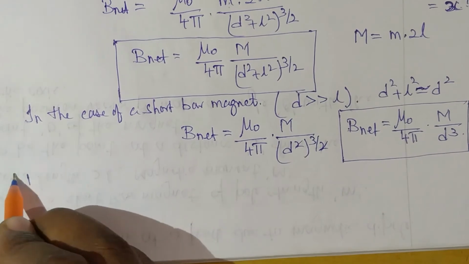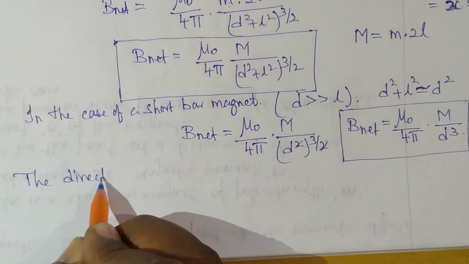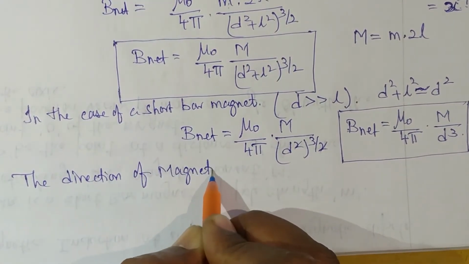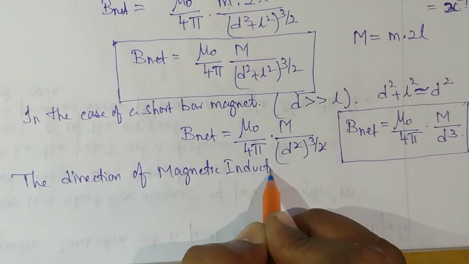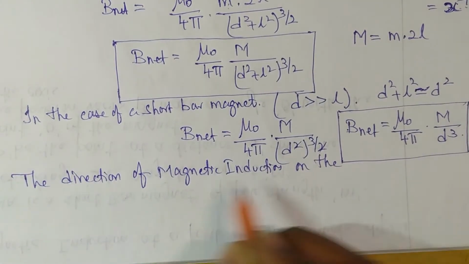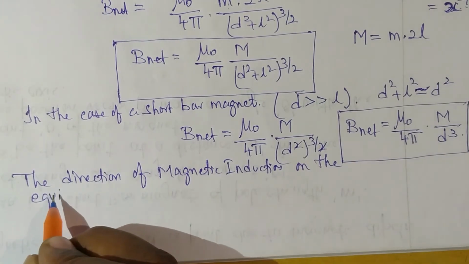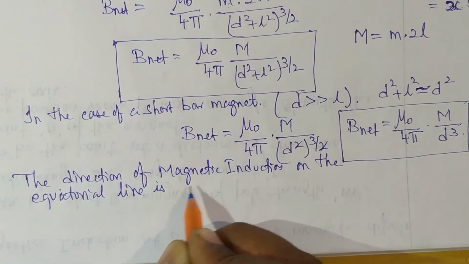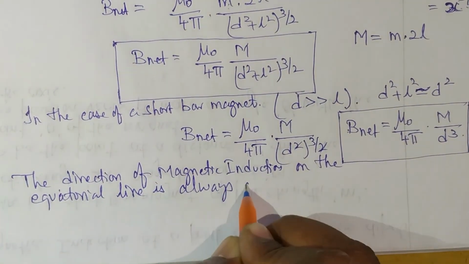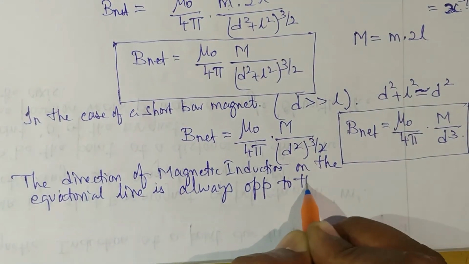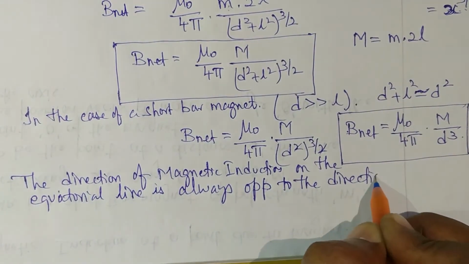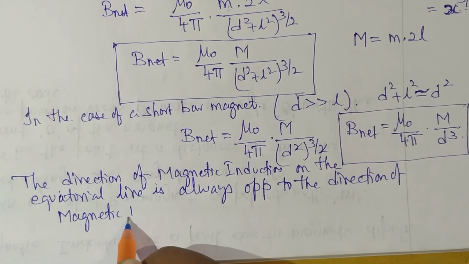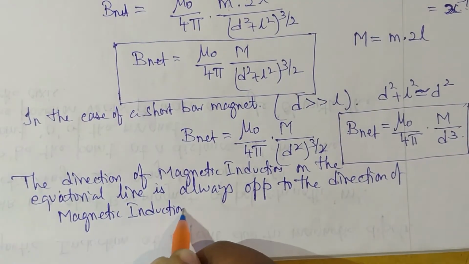So the direction of magnetic induction on the equatorial line is always opposite to the direction of magnetic moment. It is opposite to the direction of magnetic moment. So that is what we have seen here.